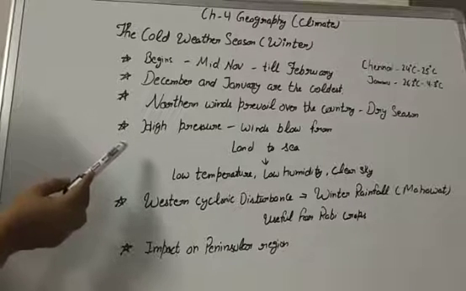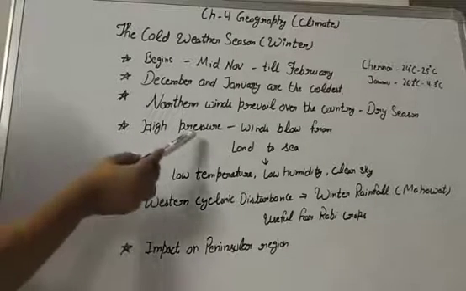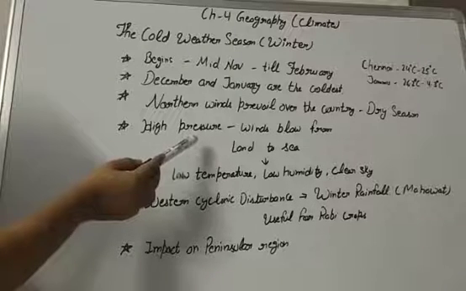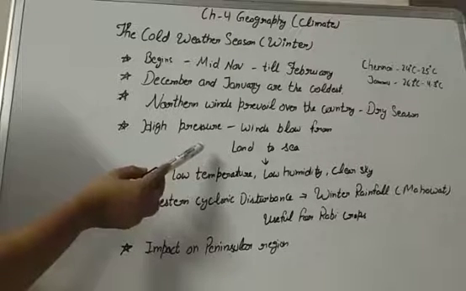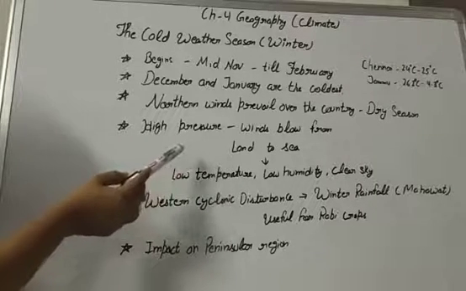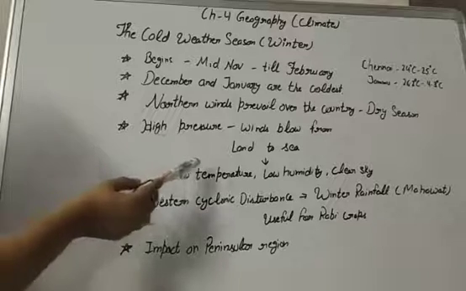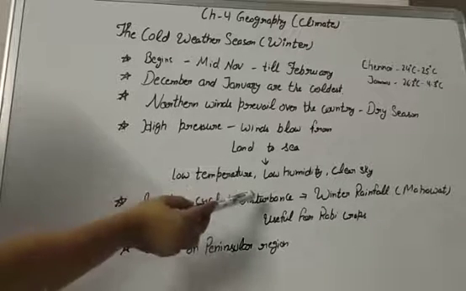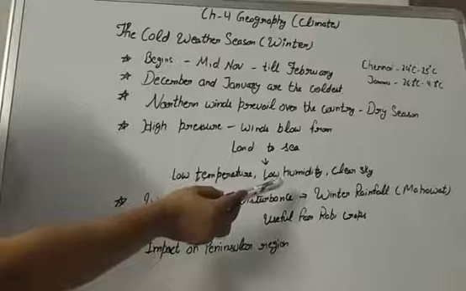In the northern part of the country, a high pressure region develops. As a result, light winds blow outwards from these parts, passing through the Ganga Valley from the west and the northwest. And these parts normally experience low temperature, low humidity and a clear sky.